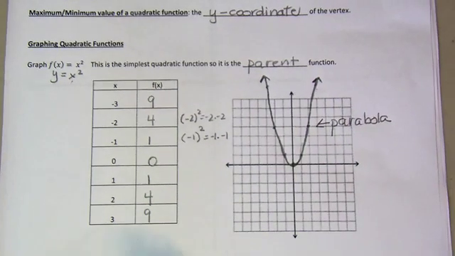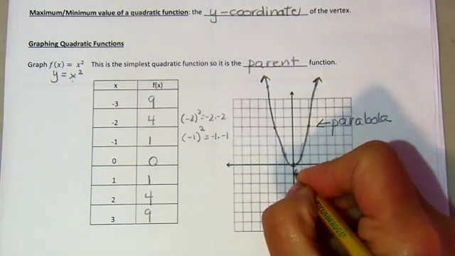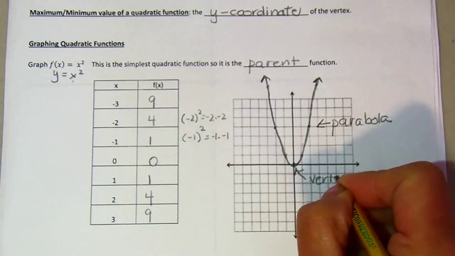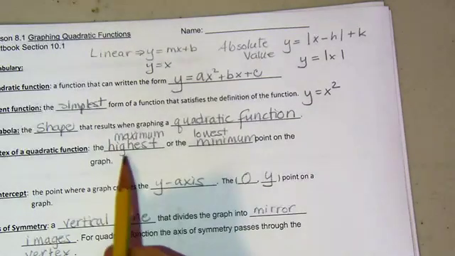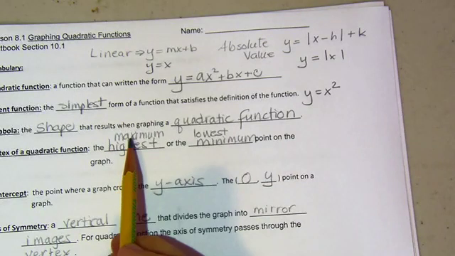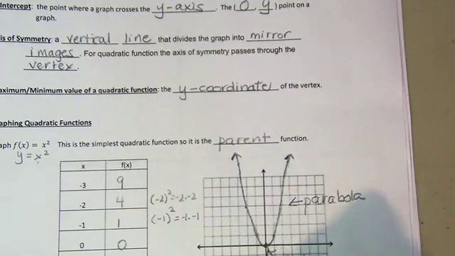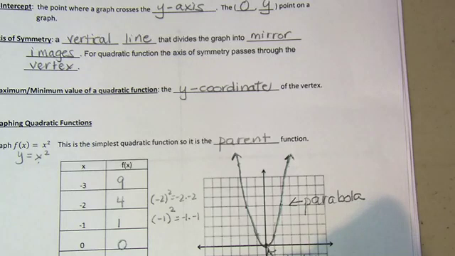Okay, what do you think this is called right here? Hopefully you're all yelling out, that's the vertex. Remember, the vertex is the highest maximum point or the lowest minimum point. Well, in this case, it is a minimum, right? Because it's the lowest point on the graph. There's no points below it.